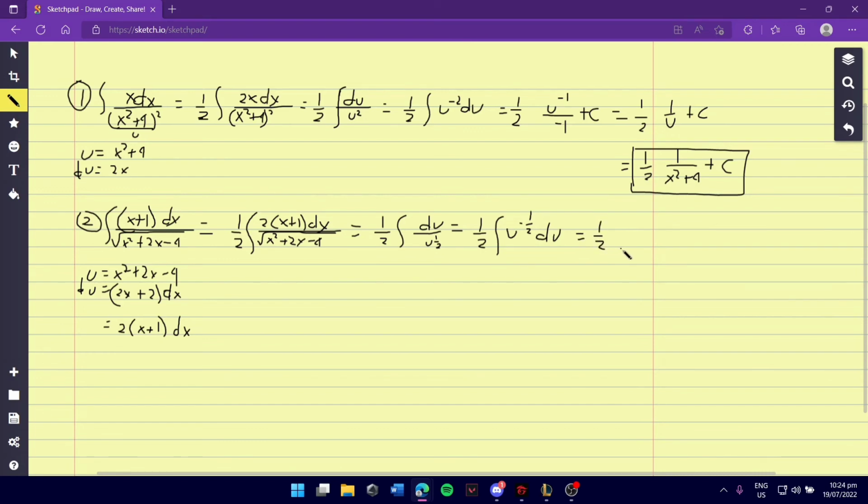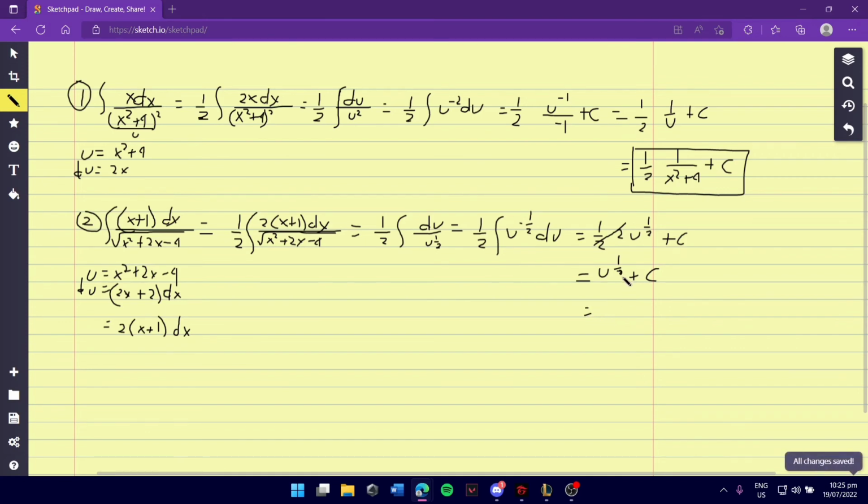So 1 half integral of u raised to negative 1 half is u raised to negative 1 half plus 1, which will become 1 half. So u to 1 half plus c. And then since 1 half over 1 half gives 2, we come up with 2 here. So it cancels out. So it will become u to 1 half plus c.